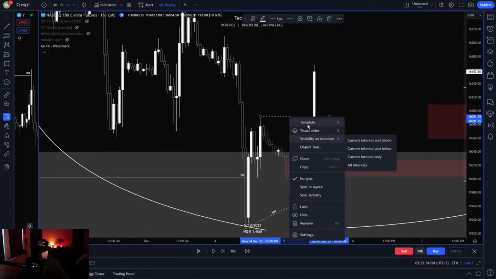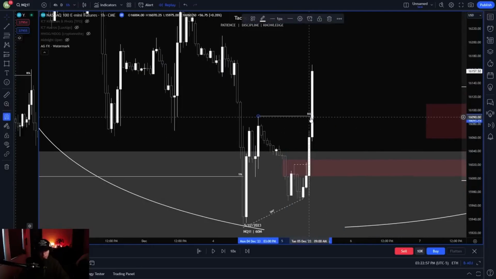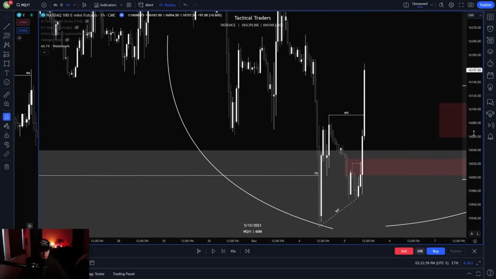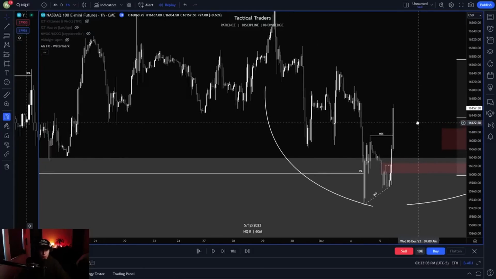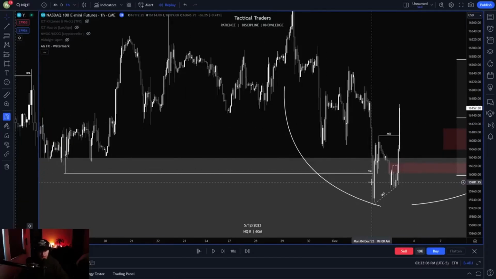So now this buy side level is an internal buy side level, but what does this also become? This becomes my market structure shift on a bigger time frame, because this is the first swing high that is now being displaced through after sell side has been taken, right?